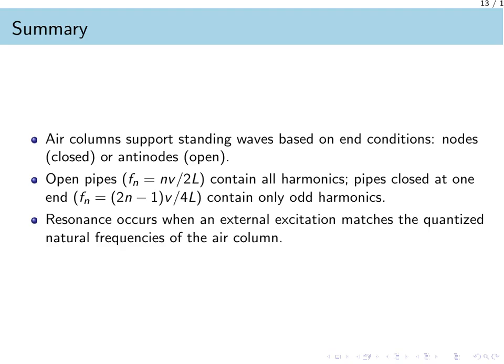In summary, standing waves in air columns are defined by their end conditions. Closed ends are nodes, and open ends are antinodes. Pipes open at both ends produce a full harmonic series, where the frequency equals an integer times the speed of sound divided by twice the length. Pipes closed at one end only produce odd harmonics, with the frequency equal to an odd integer times the speed of sound divided by 4 times the length. Resonance occurs when an external source matches these specific natural frequencies.